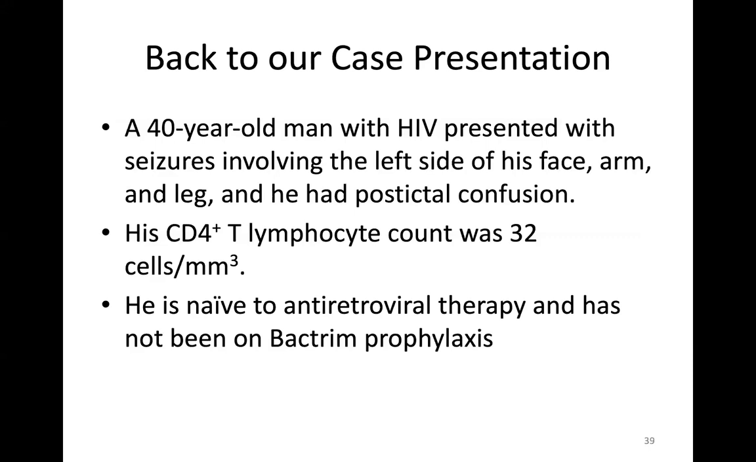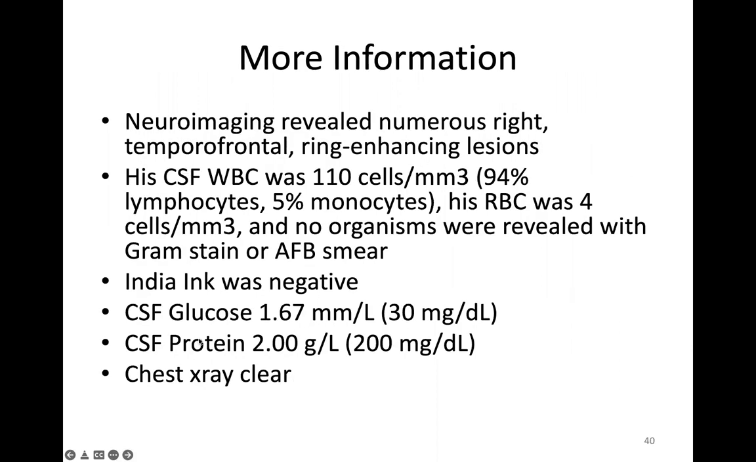Dr. Tebe, thank you. So colleagues, as we close this, I know we are a little bit behind time, but coming back to our case of a 40-year-old man who presented with seizures, he's HIV positive, the CD4 count is 32, he's not on ARVs, not on Bactrim. Remember, neuroimaging revealed numerous temporal frontal ring enhancing lesions, a very high pleocytosis or high white cell count in the CSF. Everything else seemed negative except the high protein, low sugar. The chest x-ray was clear.